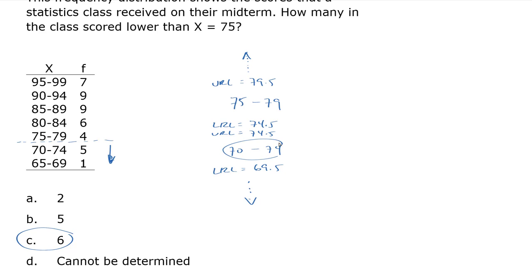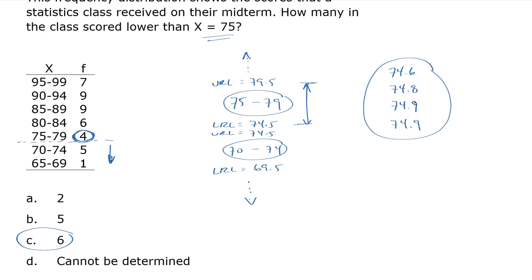So why am I looking at these categories like this? Well, they're asking me how many in the class scored lower than 75. You might get a little bit confused here because let's say that some of these 4 people technically could have gotten anywhere from 74.5 up to 79.5. What if those 4 scores look like this? 74.6, 74.8, 74.9, and 74.9.